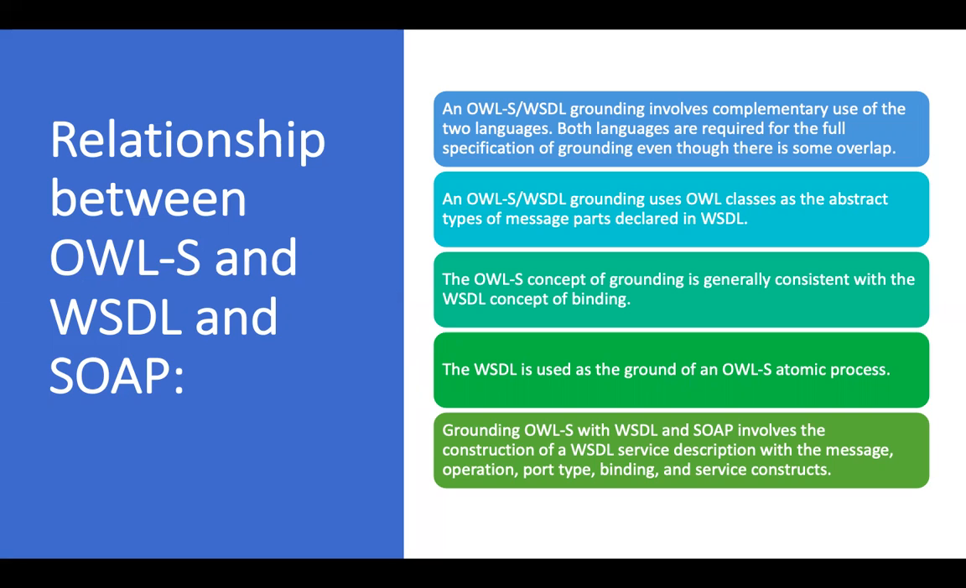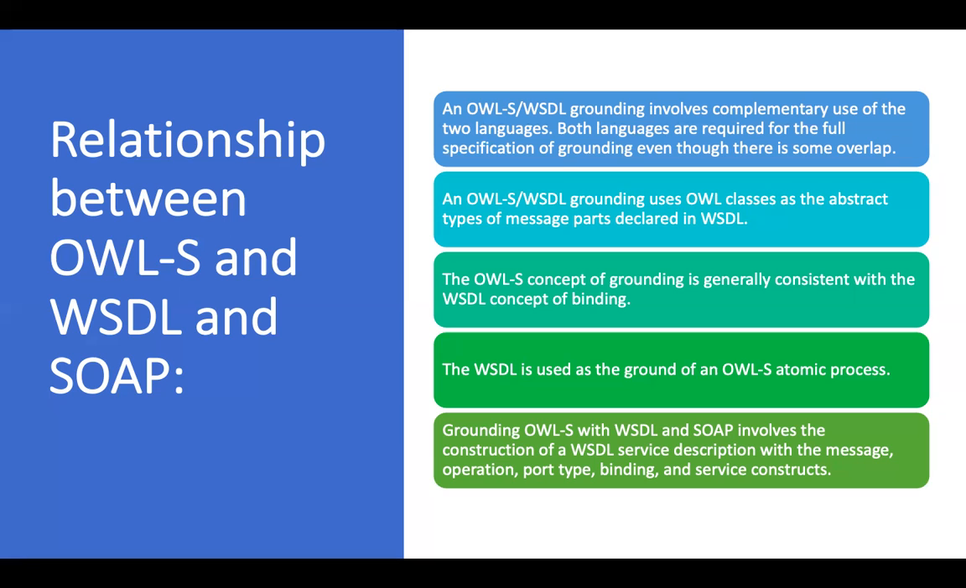The job of an OWL-S to WSDL grounding is to define the messages and operations for the atomic process that are accessed and then specify the correspondence. Because OWL-S is an XML-based language and its atomic process declarations and input-output types already fit with WSDL, it is useful to extend existing WSDL bindings for OWL-S, such as the SOAP binding. The OWL-S concept of grounding is generally consistent with the WSDL concept of binding. The WSDL is used as a grounding of an OWL-S atomic process.